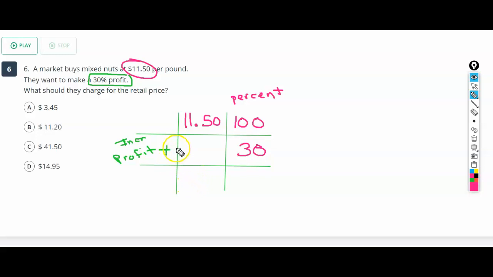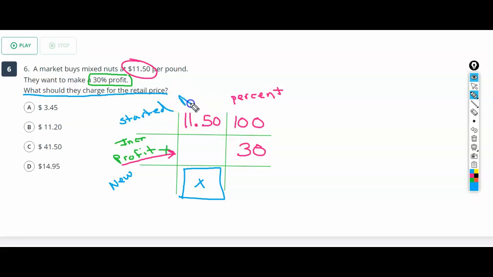Now, this little box here will give us the profit, but if we look at the question, it's not asking for the profit. The question says, what should they charge for the retail price? And this is the question. This is the new. Okay, so we started out with what? We started with $11.50. That's the actual amount.